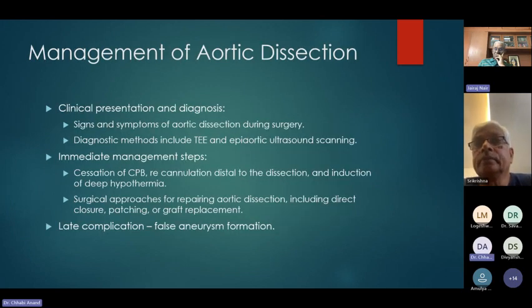Clinical presentations and diagnosis: signs and symptoms of aortic dissection during surgery can be seen. Diagnostic methods such as TEE and epiaortic ultrasound scanning can be done. Immediate management steps: cessation of CPB, recannulation distal to the dissection, and induction of deep hypothermia.